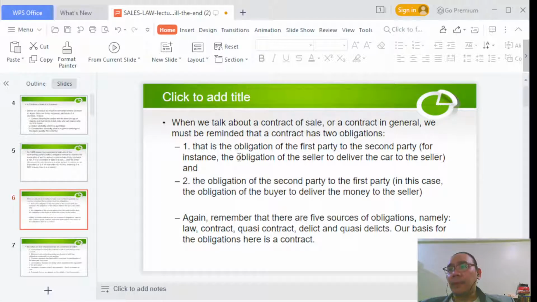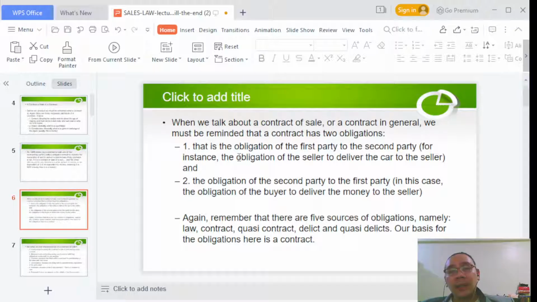When we talk about a contract of sale, we must be reminded that a contract has two obligations. Okay, so I just want you to pause right there and absorb that. A contract has two obligations. A contract of sale, specifically, has two obligations. Okay, so what's the first obligation? The obligation of the first party to the second party.